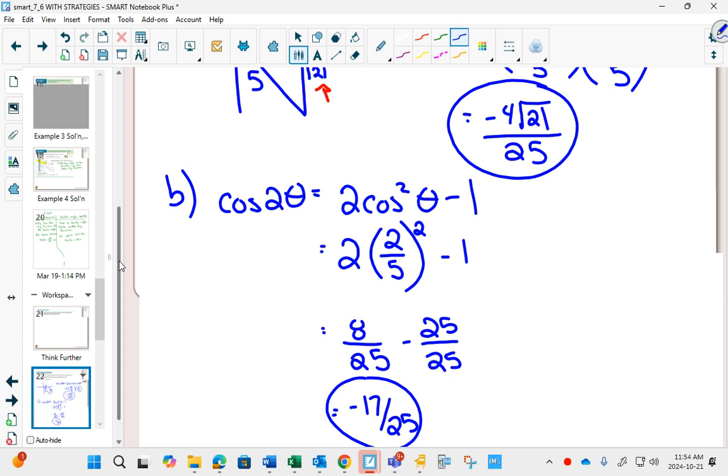Questions for practice on this one? Circle number 9.